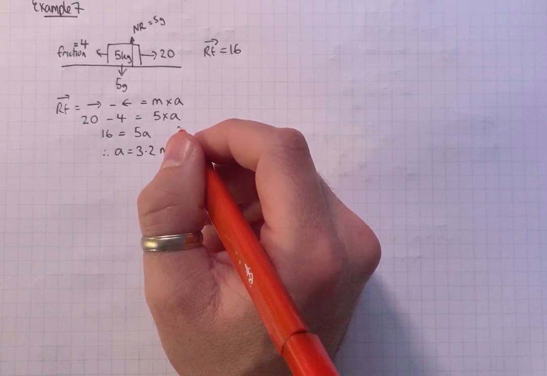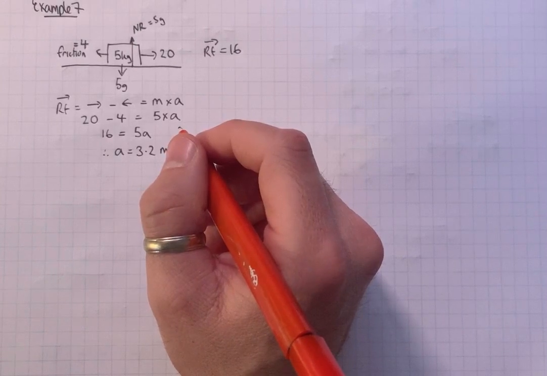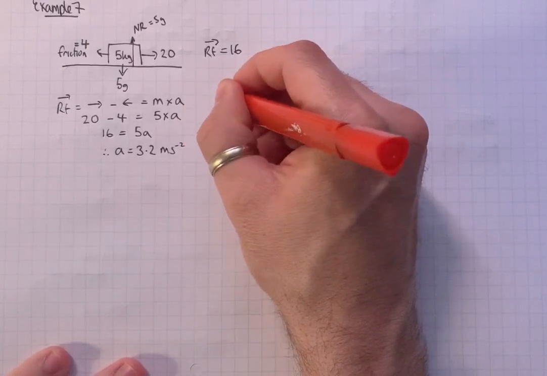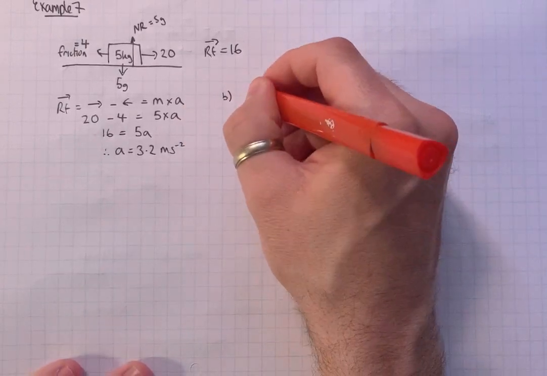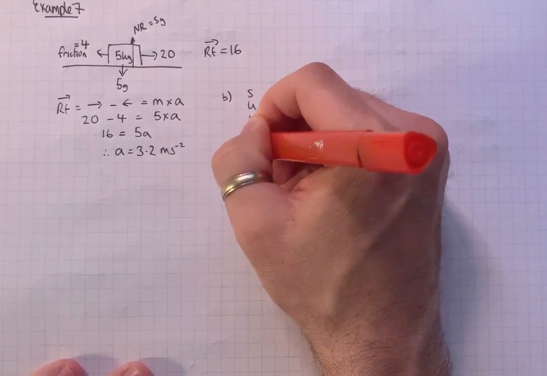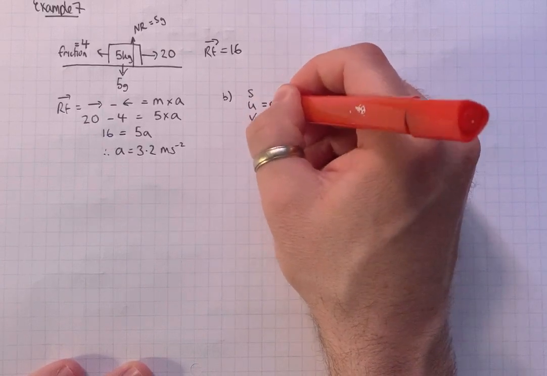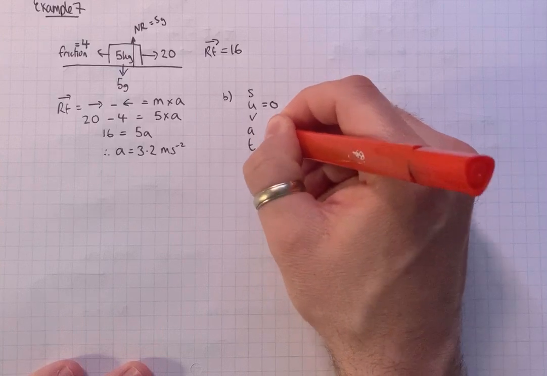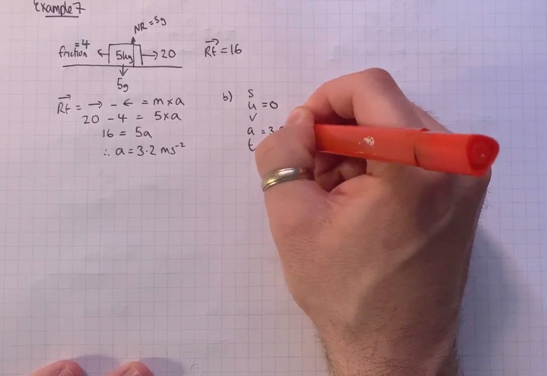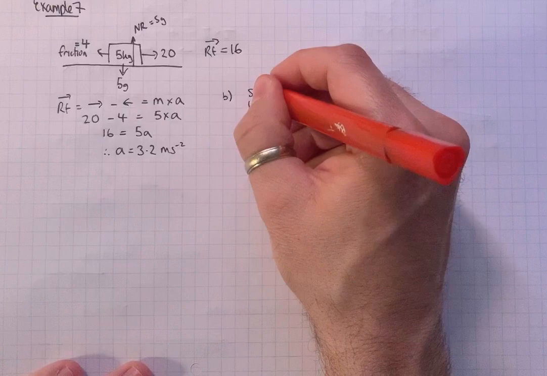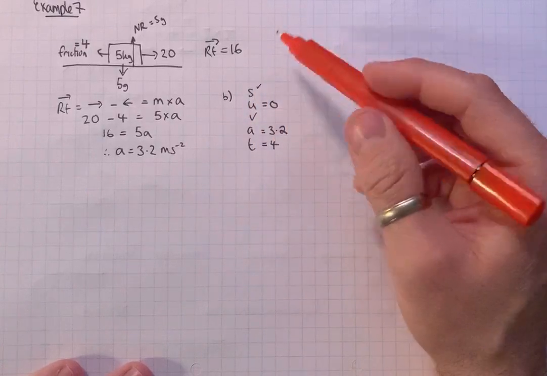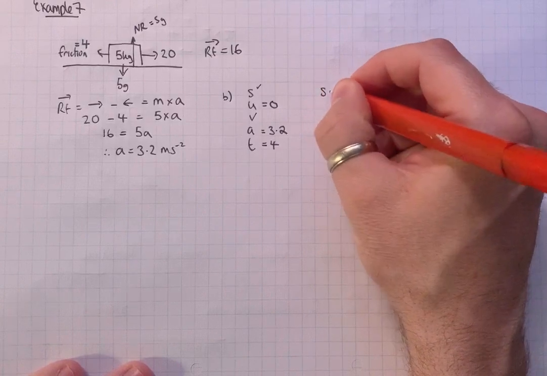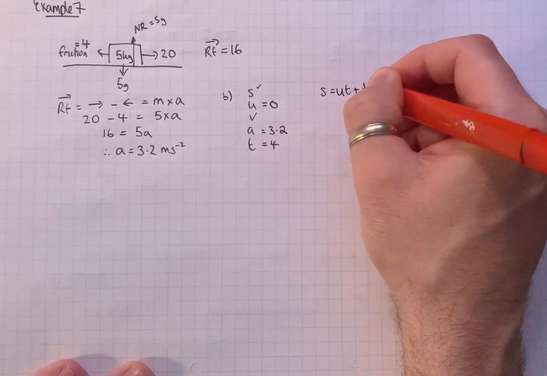It then wants the distance travelled by the body in the first 4 seconds, and we're told that the body is initially at rest. So here we're going to need to do a bit of suvat. Initially at rest, it wants the distance travelled in the first 4 seconds, and we've already worked out the acceleration is 3.2. So we need the formula that hooks up s, u, a and t, and you need to memorise these: s equals ut plus half at squared.